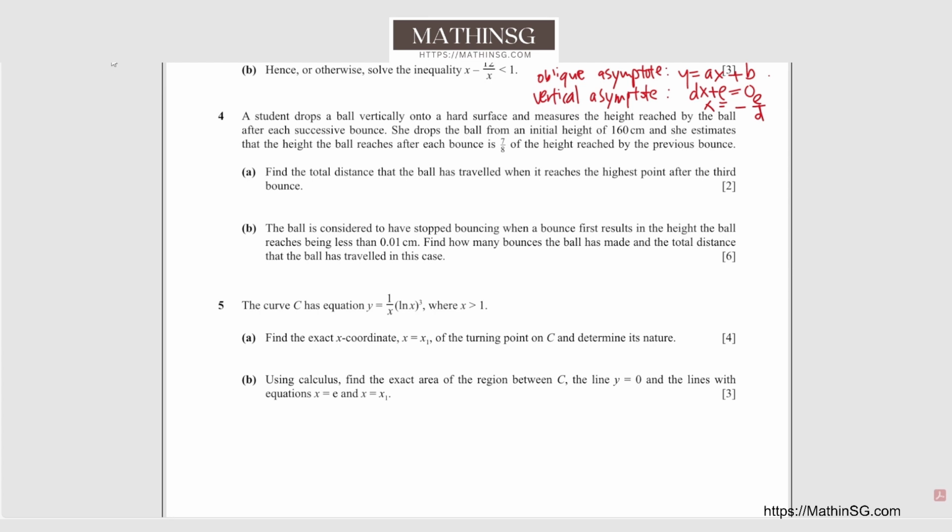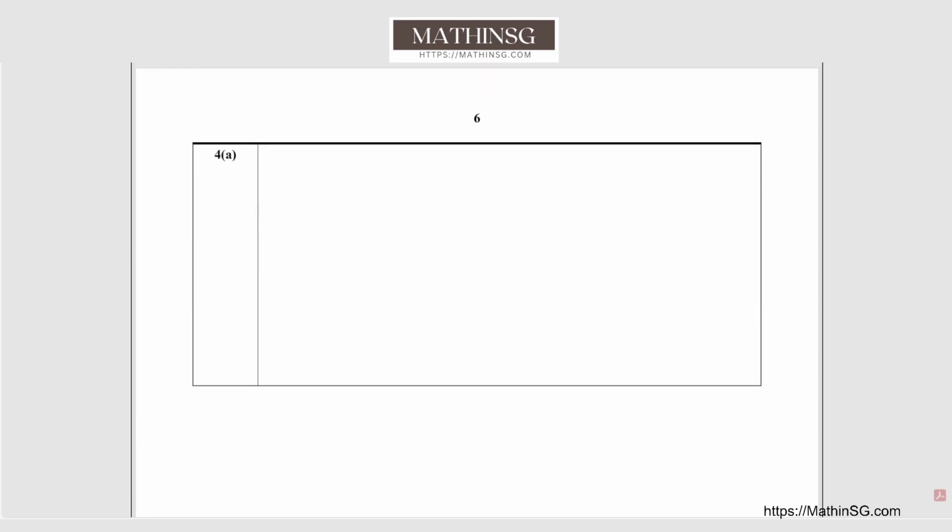So this is an AP/GP question, and when you look at 7 over 8 of the height reached by the previous bounce, it is basically just a GP question. You're asked to find the total distance that the ball traveled when it reaches the highest point after the third bounce. Before we do this, for this type of GP question, it's good to sketch out what's happening. So let's do it. 160 cm. I know that it initially starts from here and it is 160 cm above the ground.